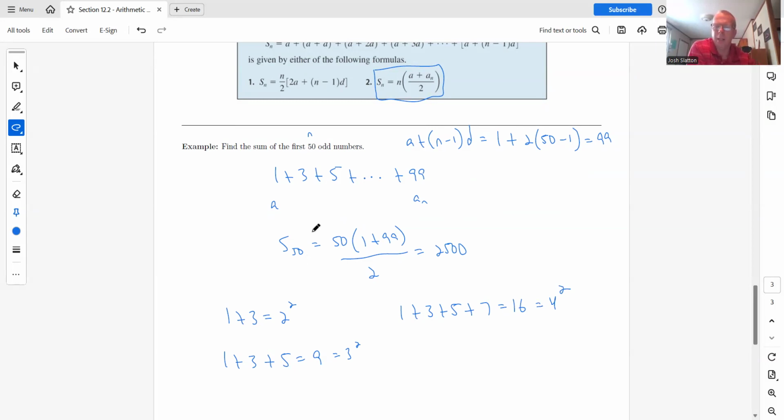So that doesn't help you in any other problem besides this one. But if you add up a certain number of odd numbers, however many odd numbers you have, the sum will be that n squared. And same thing in this case. So we have 50 odd numbers. 50 squared is 2,500. So don't need to know that other than just for kind of general knowledge.